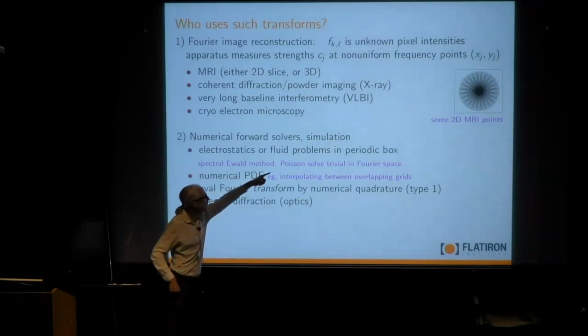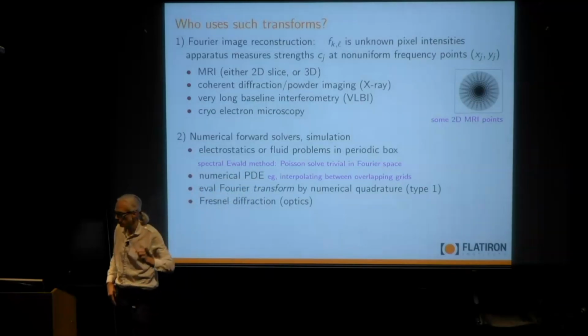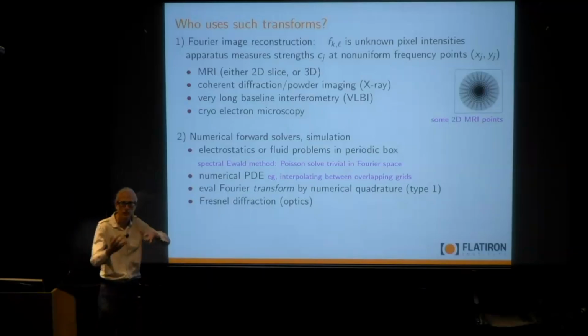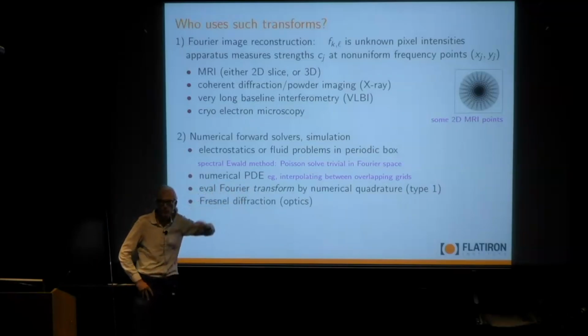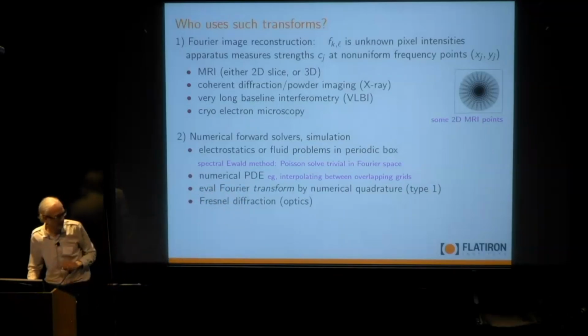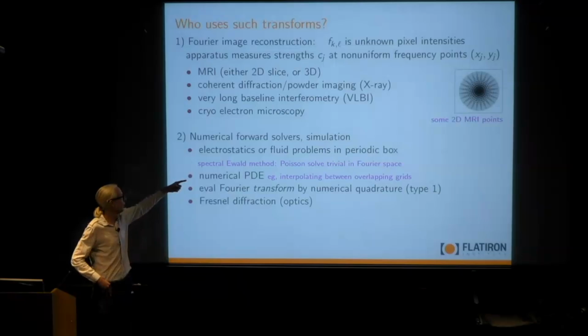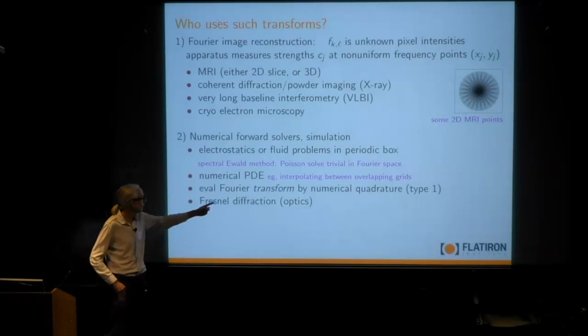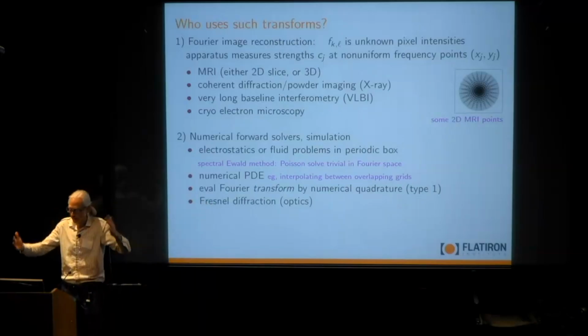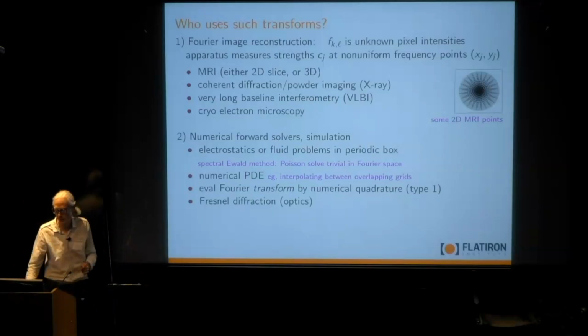And PDEs become very simple over in Fourier space, so you want to be able to go back and forth to Fourier space. You can use these for interpolation between overlapping grids, something David Stein has used this code for a bunch in CCB. You can evaluate Fourier transforms using quadrature approximations. And then I have an application that performs Fresnel diffraction, so an optics application.